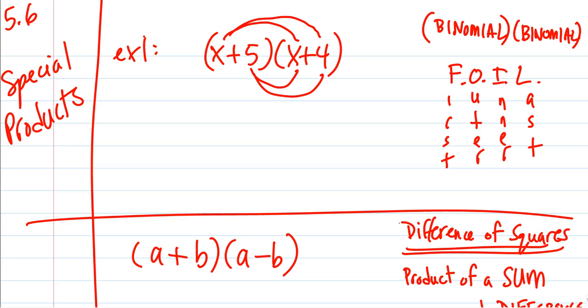But what they do is they go, look, the first with the first, the x with the x, so that's our F. Then the first with the outside is the O, and then the I are the two inner, and that last term is the last with the last. So FOIL, F-O-I-L. What does it end up doing? Well, x times x is x squared, x times 4, 5 times x, and 5 times 4. And then we combine the like terms.